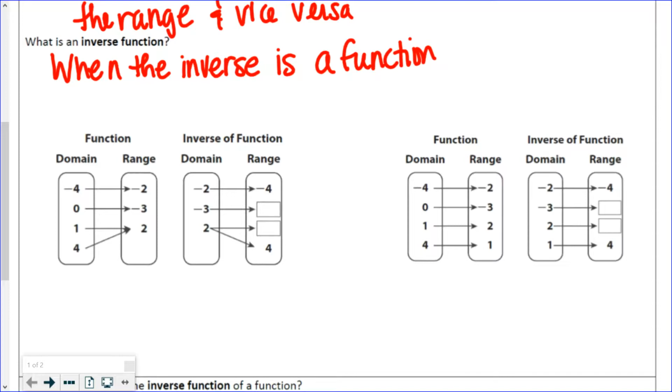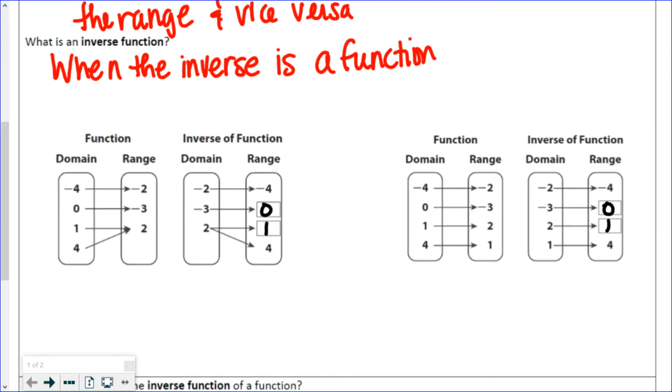So in the inverse, -2 goes to -4. If 0 goes to -3 in the function, in the inverse, -3 goes to 0. We're just switching the x's and the y's. 1 goes to 2 and 4 goes to 2. So 2 goes to 4 and 2 also goes to 1. Over here for this other table, notice -4 goes to -2, -2 goes to -4, 0 to -3, so -3 to 0, 1 goes to 2, 2 goes to 1. So we're just switching the x's and the y's, the domain and the range.